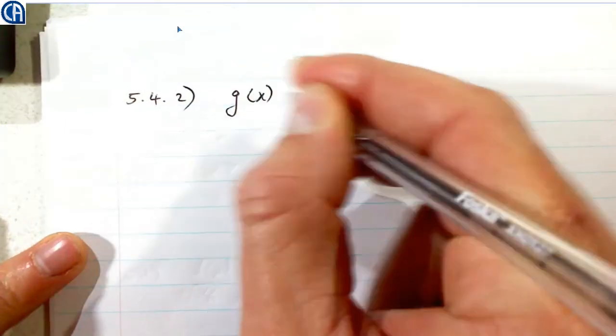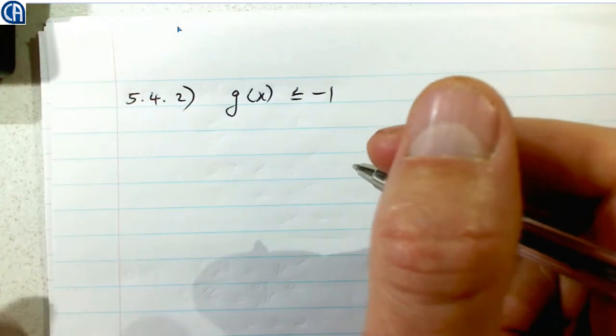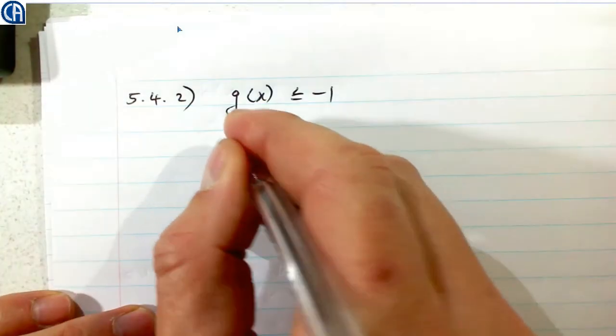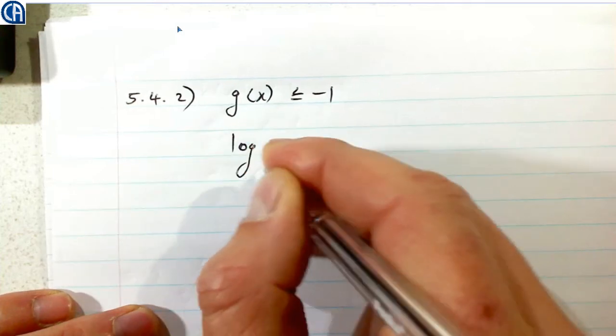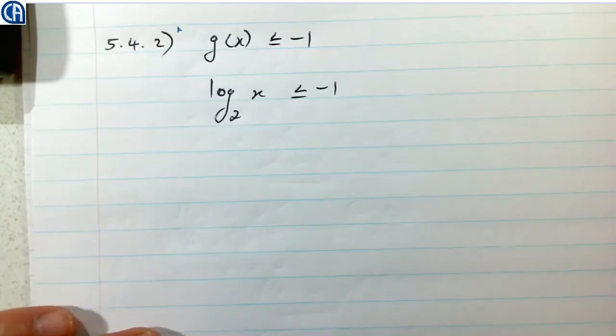5.4.2. For which values of x is g(x) less than or equal to negative 1? Okay, so let's talk about g. g is log 2x, where log 2x is less than or equal to minus 1.